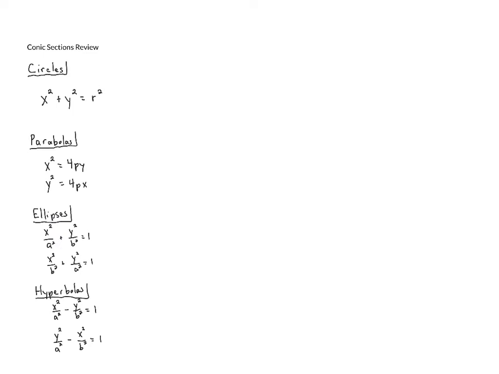and I want to talk about the reflection properties. So the geometric definition of a circle, remember, is the set of all points that are the same distance away from the center. So no matter which point we have, these are all going to be the same distance.